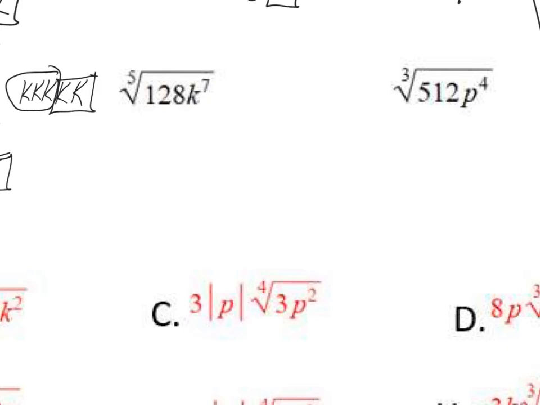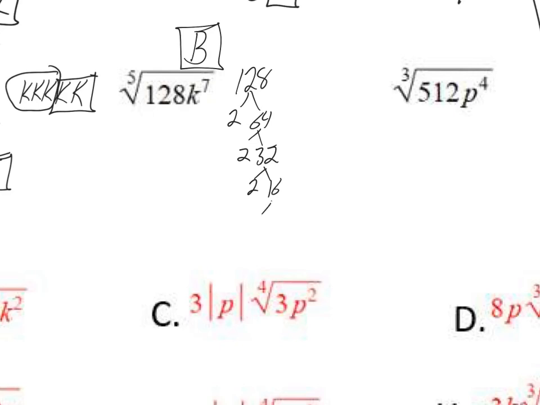Okay, so we should have gotten B. Let's double check. We have 128. We're going to split that up. So we have 2 and 64, 2 and 32, 2 and 16, 2 and 8, 2 and 4, 2 and 2. I want 5 things. So 1, 2, 3, 4, 5. And then I'm going to put a box around these last 2.